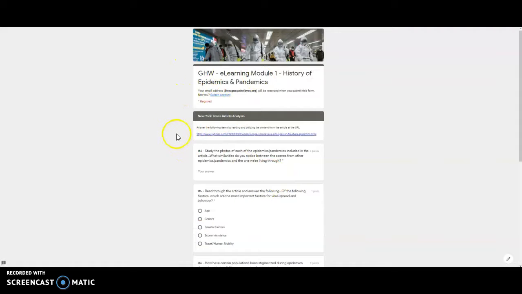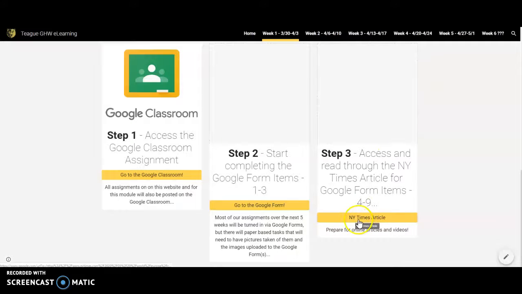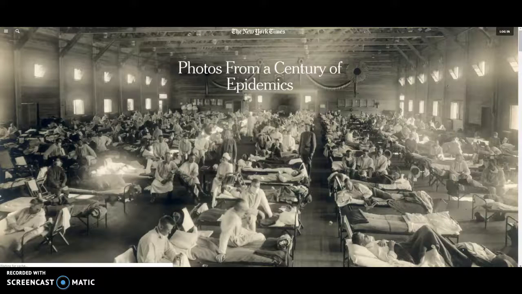And then next is this section, the New York Times article analysis, and there is also a link to the New York Times article on the web page as well.